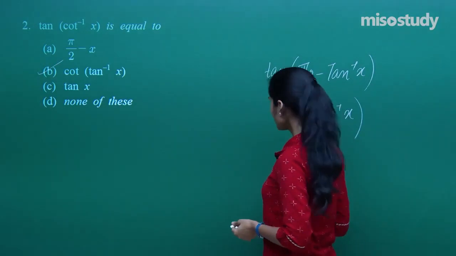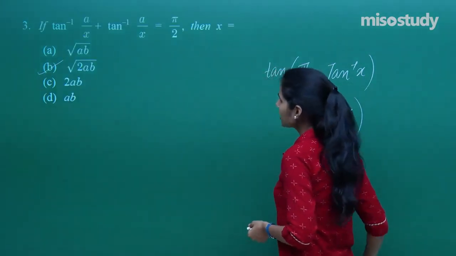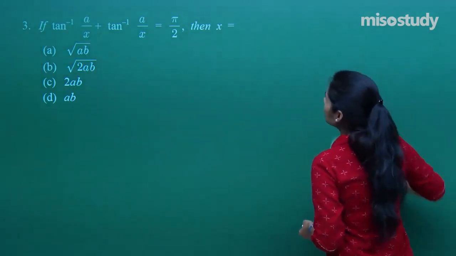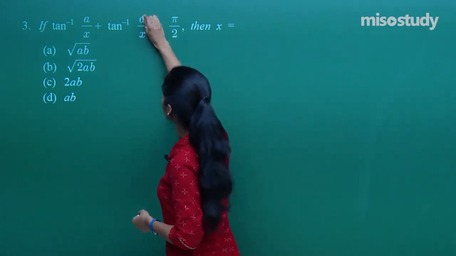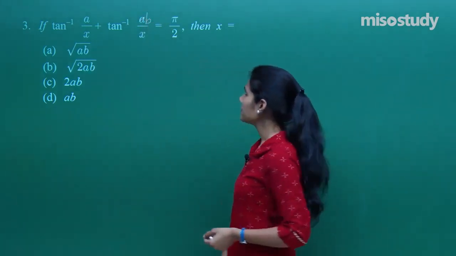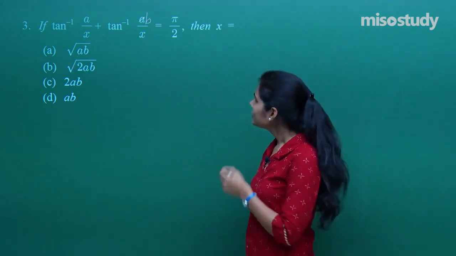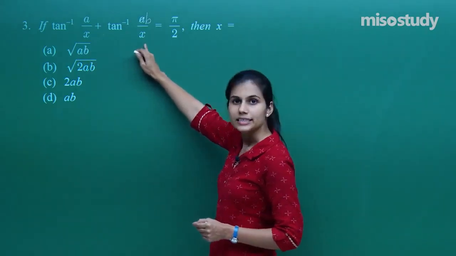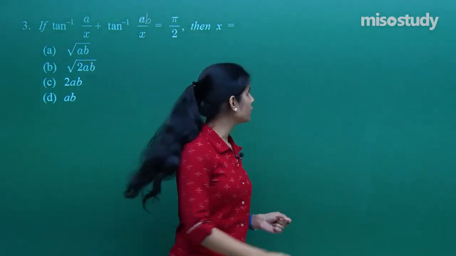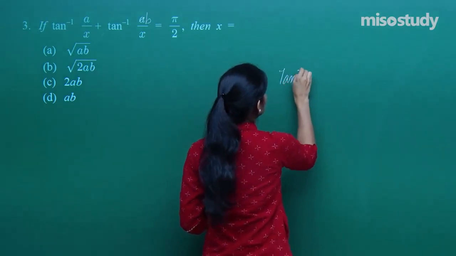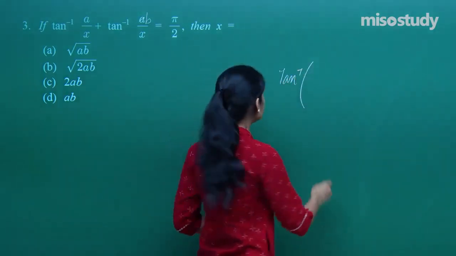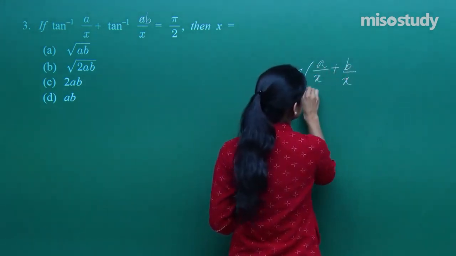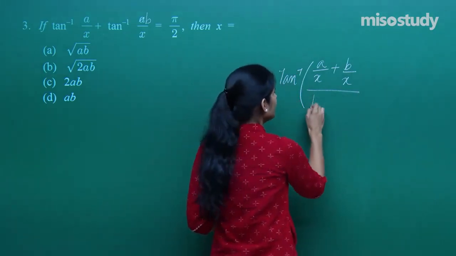Fine. Next question says, let's see. If tan inverse of a by x plus tan inverse of b by x is pi by 2, then what is x? Over here a very clear-cut thing is visible: tan inverse a plus tan inverse b is tan inverse of a plus b upon 1 minus ab. So it's a by x plus b by x, upon 1 minus ab.